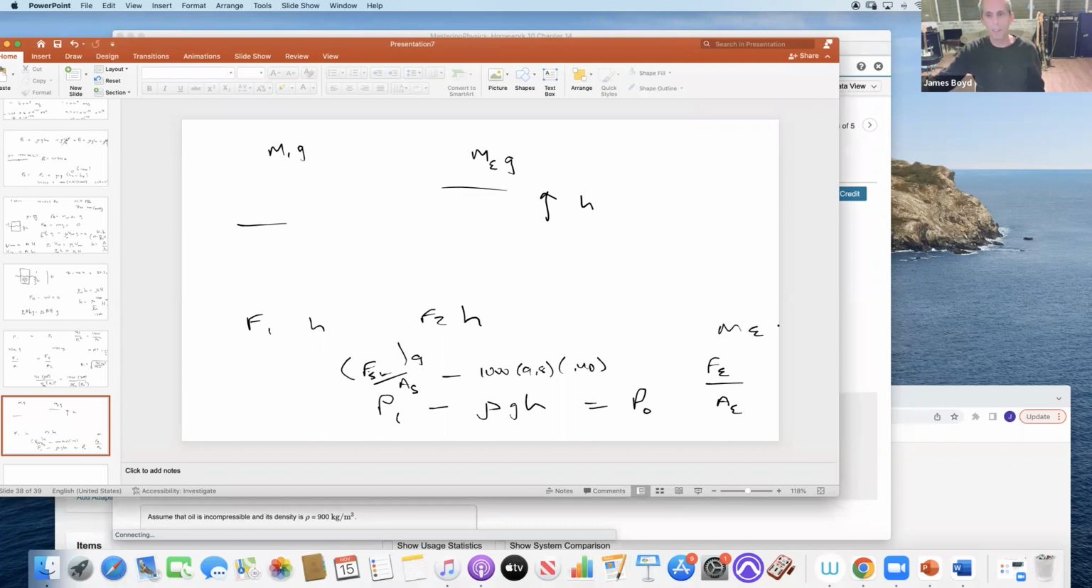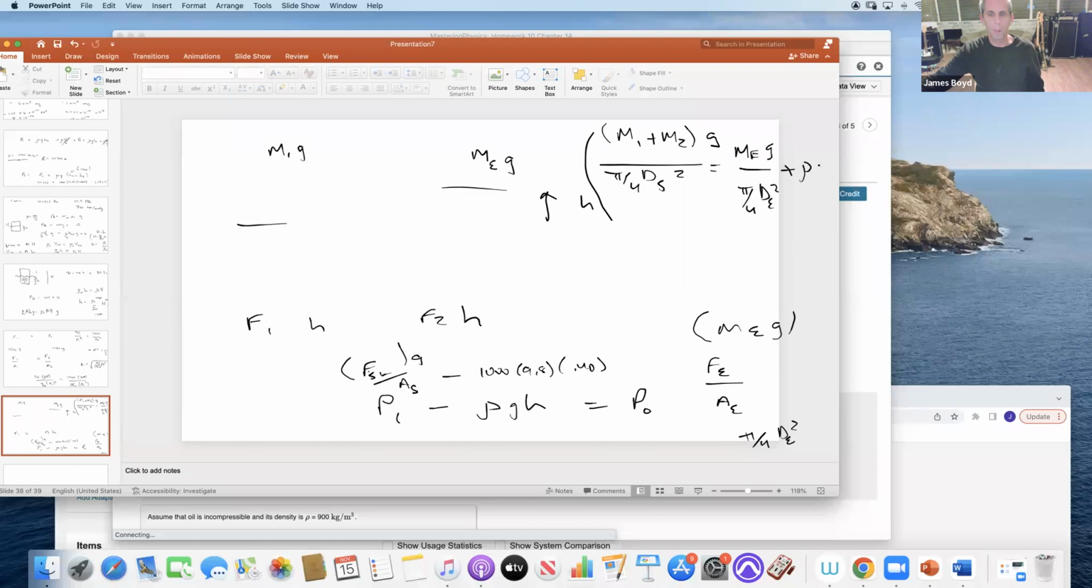Oh, this is times that mass. This is mass of the elephant times g. This is pi to the 4th times b that the elephant's on. So we get mass 1 plus mass 2, these are the masses of students times g over d of the student squared, pi to the 4th, plus or minus, I guess, is equal to the mass of the elephant, g over pi to the 4th, d of the elephant squared, plus rho of water, gh. And this was 1000, 9.8, 1.4.